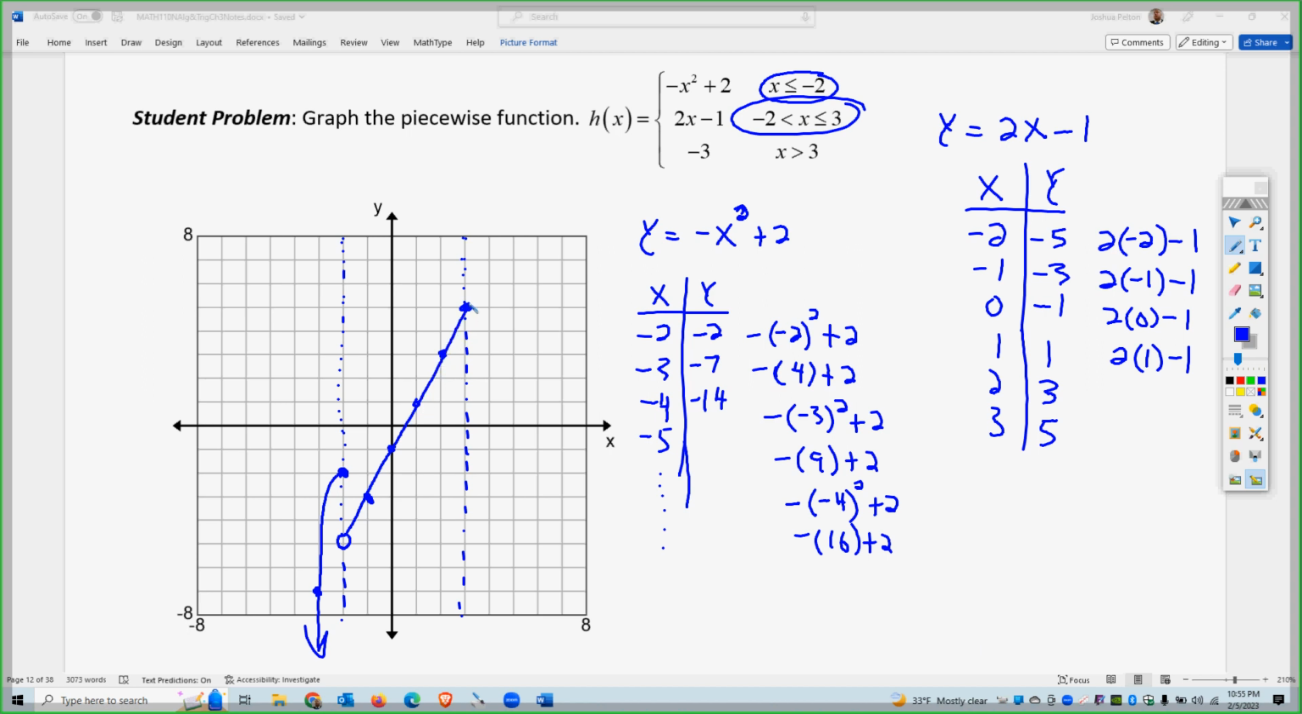So the last one's a constant. The last one is this one right here, which is y equals negative 3, right? Y equals negative 3. So I'm going to do an x and y table. So this is all values greater than 3. So 3, 4, 5, 6, dot, dot, dot. And these are all negative 3, no matter what you do, right? Because it's a constant function. So at 3, I'm at negative 3. But that's an open circle. And then all of these are just negative 3 all the way across.